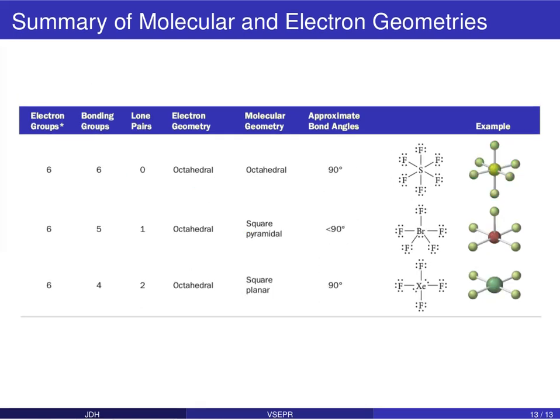Then finally, if you have an octahedral electron geometry, 6 electron groups, you pull off one of those bonds, replace it with a lone pair, and you end up with square pyramidal. Pull off another one and we get our square planar geometry that we saw previously.